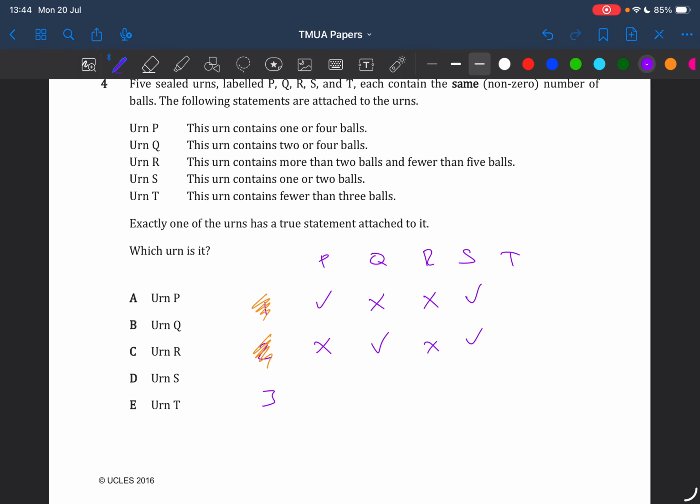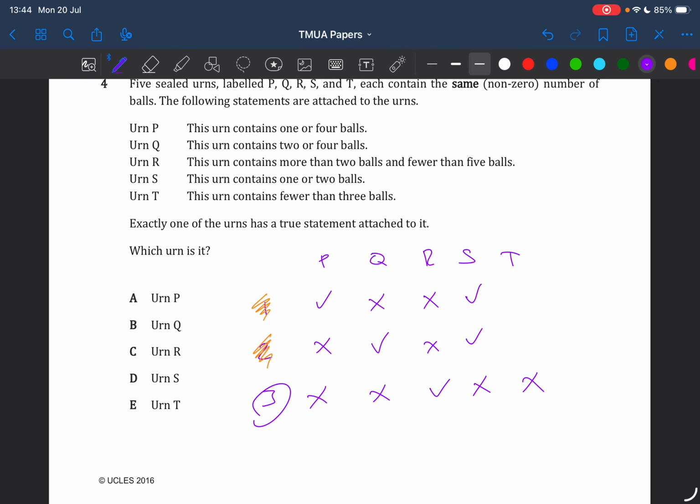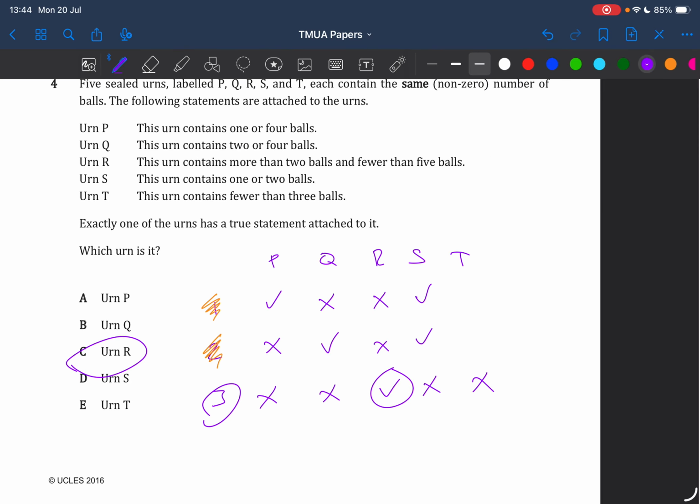For P then, 1 or 4, that's not true. 2 or 4, that's not true either. More than 2, fewer than 5, that is true. 1 or 2, that's not true. Fewer than 3, 3 is not less than 3, is it? So that's not true either. So if there were 3 balls in there, 4 are lying, 1's telling the truth, that must be the answer. Who's telling the truth? It's going to be R. Is that correct for 4? Yep, all good to me.